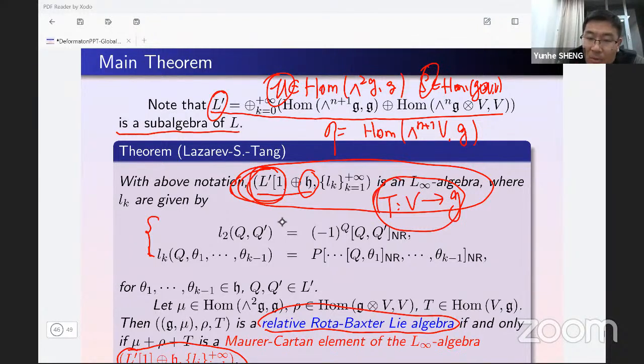Actually, if you only consider T, if you only deform T, a differential graded Lie algebra is enough. You do not need an L infinity algebra structure. But if you want to deform them simultaneously, you need this L infinity algebra structure.